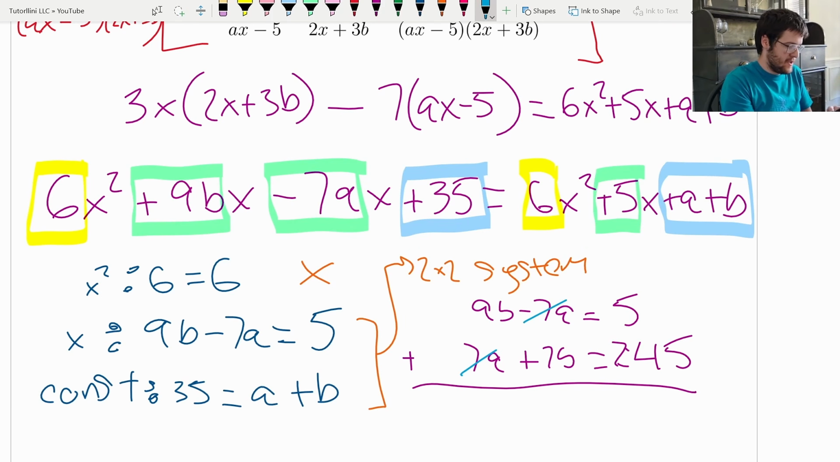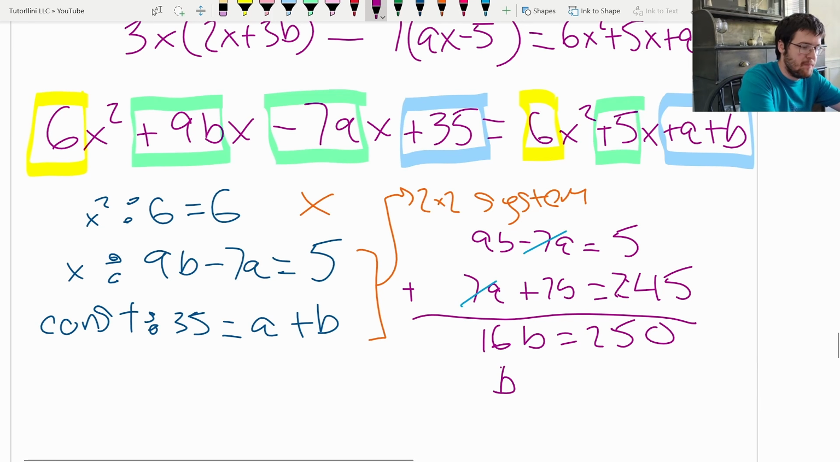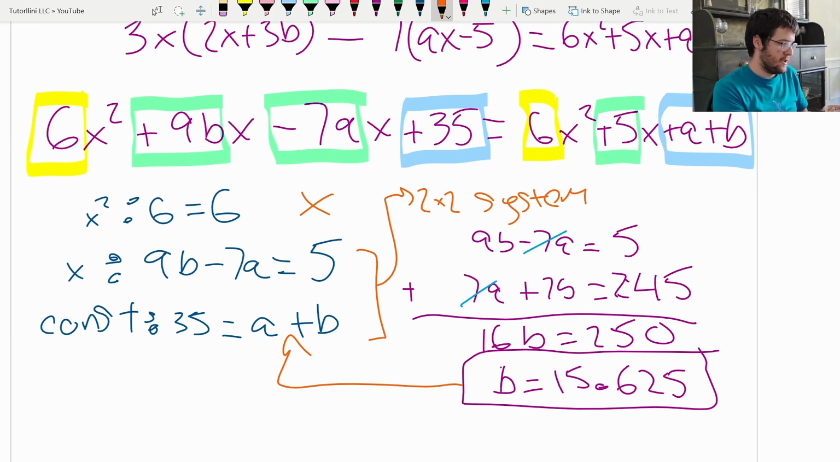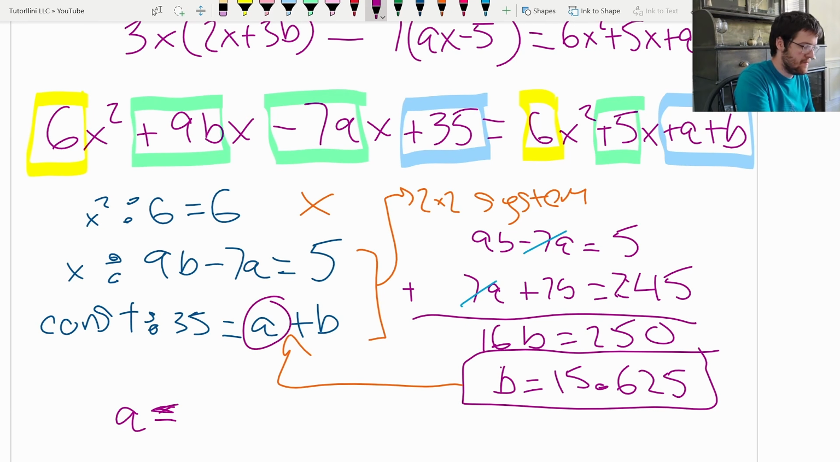And I get 9 plus 7, so that's 16b equals 250. And I divide both sides by 16, and I'm getting b is equal to 15.625. And now I'm going to go back to this one and put in b as 15.625. So 35 minus 15.625. I just subtracted the b from both sides to get a. So a is equal to 19.375.